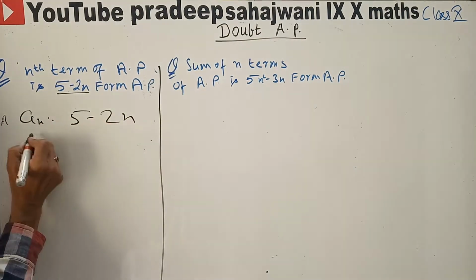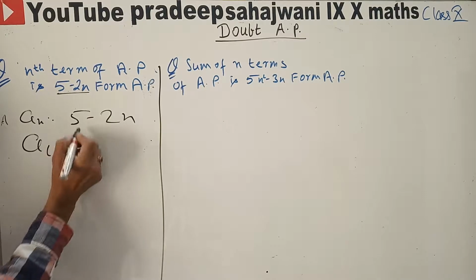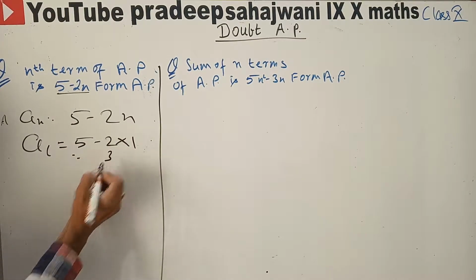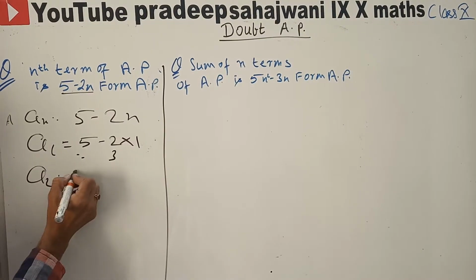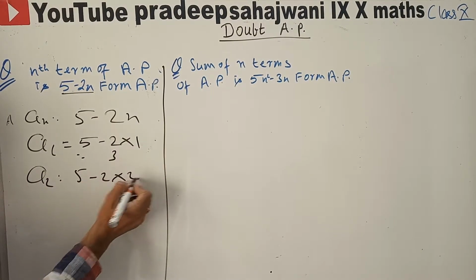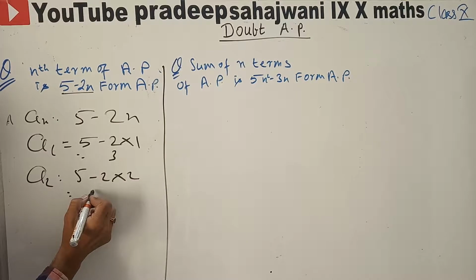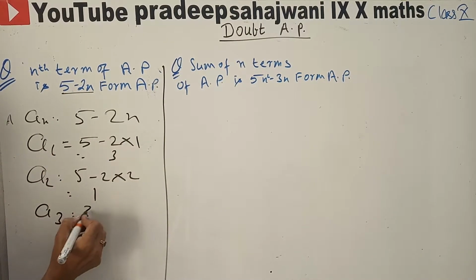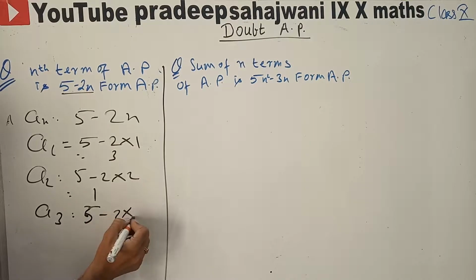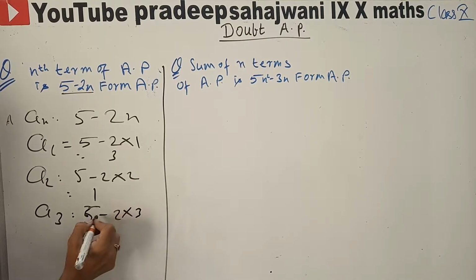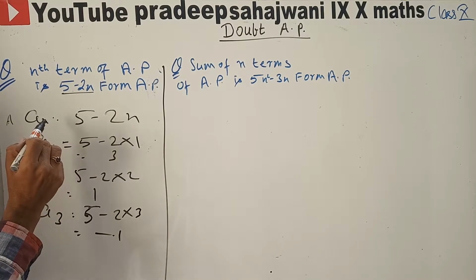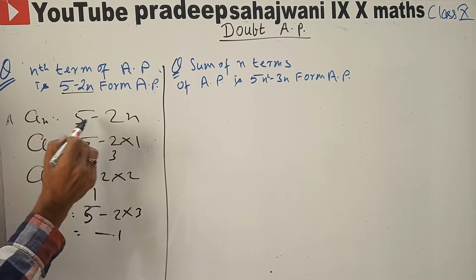an is 5 minus 2n. So what would be a1? For a1, we put n equal to 1 here: 5 minus 2 into 1. That would be 3. And a2: 5 minus 2 into 2, so 5 minus 4, that is 1. a3: 5 minus 2 into 3, so it will be 5 minus 6, that is minus 1. Clear? Okay.